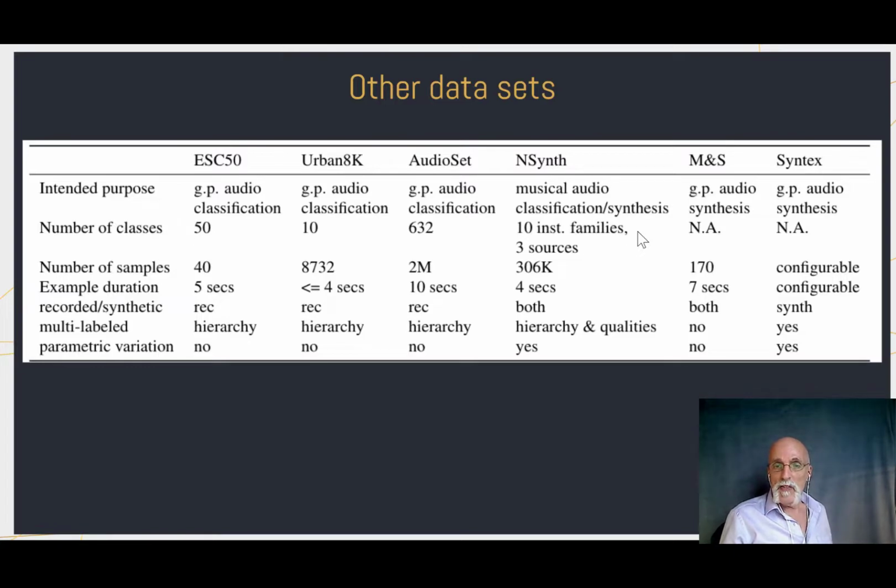So to put this in the context of other data sets, ESC-50, UrbanSound8K, and AudioSet are all general purpose audio, very noisy, but they're oriented for classification. Sounds are not systematically varied according to some parameterization. NSynth, on the other hand, is a set that includes parametric variation for conditioning, training a neural network, but it's instrument sounds. They're almost all pitched. SynTex essentially puts these ideas together and has systematic parameter variation for noisy, rich, more environmental-like sounds.